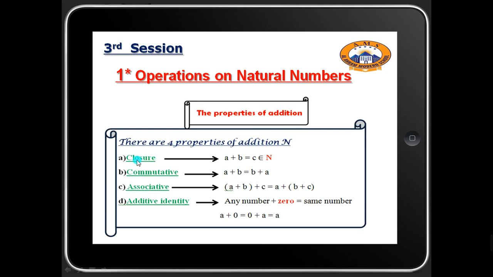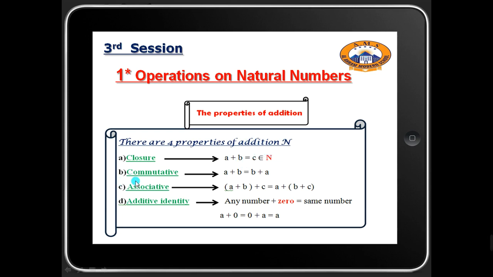The first property in addition, we call it the closure. Closure means if I add two numbers that belong to the set of the natural numbers, the answer is definitely going to belong to the set of the natural numbers. For example, if I have 3 plus 5, 3 belongs to the natural numbers, 5 belongs to the natural numbers, so the answer is going to be 8, and 8 is also one of the elements of the set of the natural numbers.